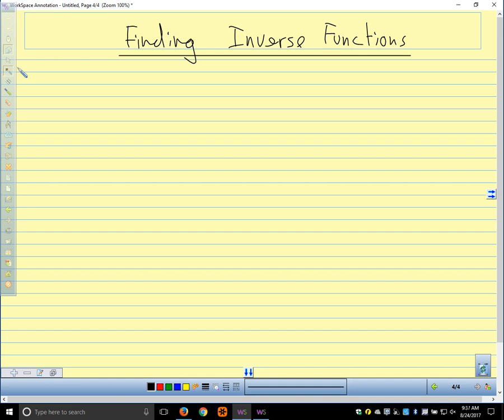Does anybody remember our procedure for finding inverse functions? Yeah? I think the first step is you switch the x and the y. Okay, switch x and y. Switch x's and y's. Nice. When we have an inverse function, the x's and y's switch. So in our function, we're going to switch the x's and y's. The domain and the range switch.